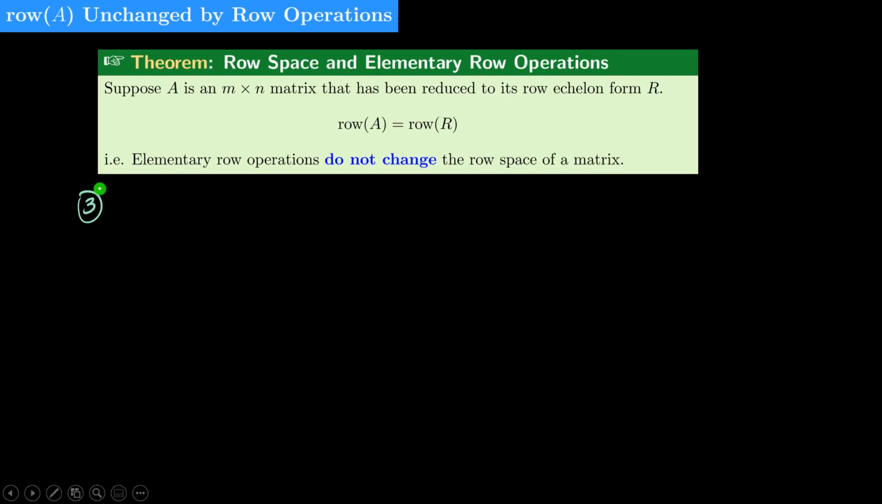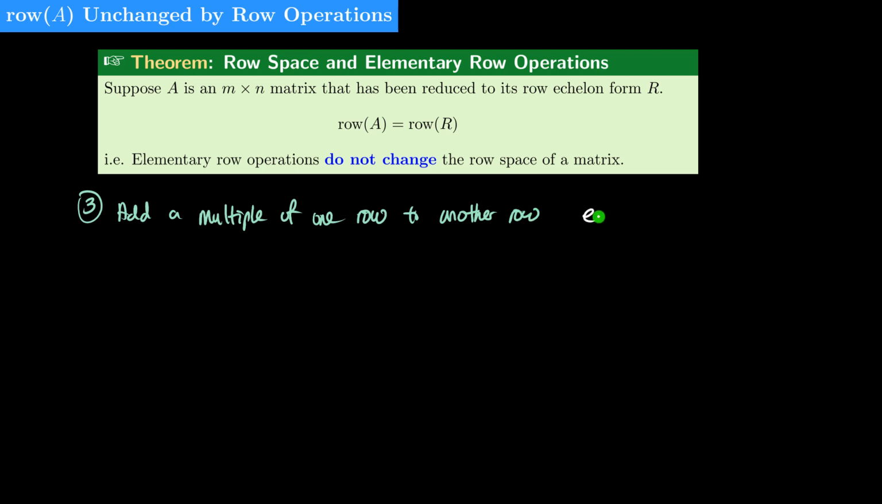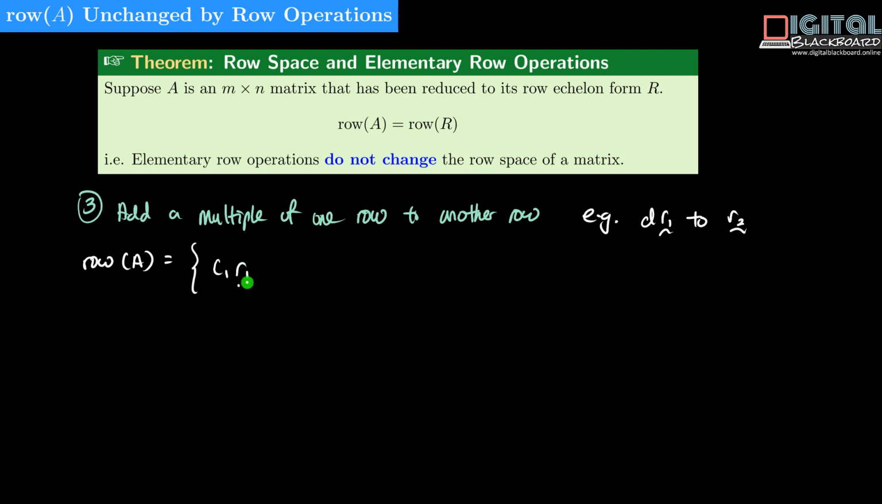Finally, we consider the third type of elementary row operations, adding a multiple of one row to another row. For example, if we were to add the scalar d times row 1 to row 2, so now our row space of A becomes C1R1 plus C2, here is actually replaced by row 2 plus d times row 1 plus all the way to CmRm, such that once again C1, C2, all the way to Cm are real numbers.